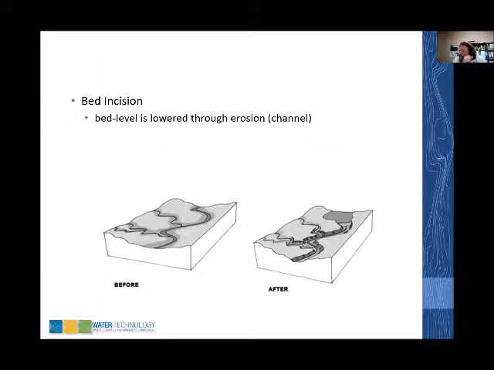And not only does it stay restricted to the primary stream, like in this case Hodgson's Creek, but you can see in this image here that once it hits these tributary streams, that bed deepening process starts to propagate in those systems as well.